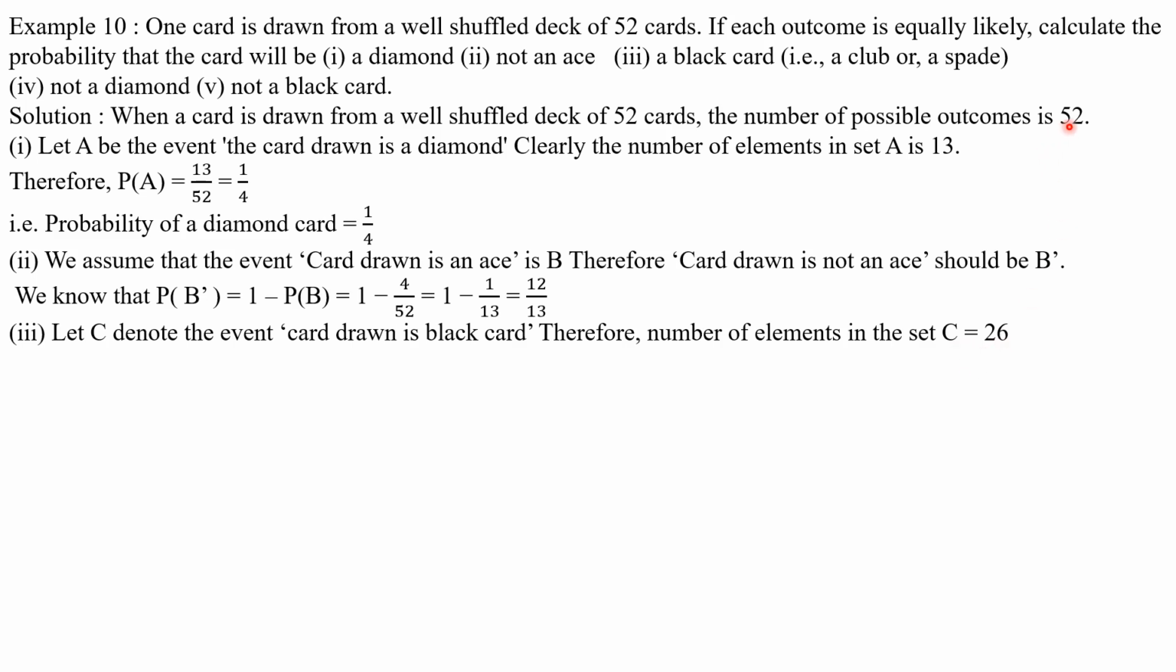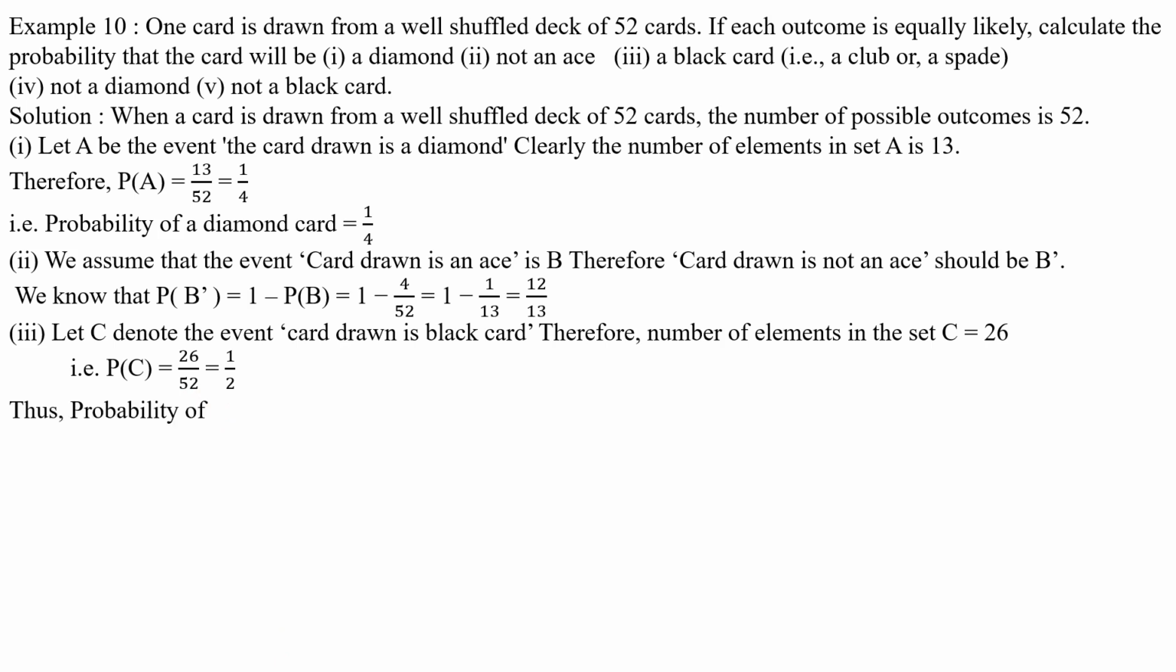N of S is equal to 52. N of A is equal to 13. Understood these points, my children? Right. That is, P of C is equal to 26 by 52, that is n of C by n of S. N of C is equal to 26, n of S is equal to 52. So 26 by 52. By simplifying these two numbers, we get 1 by 2. 26 1 times, 26 2 times. Understood this statement, children?